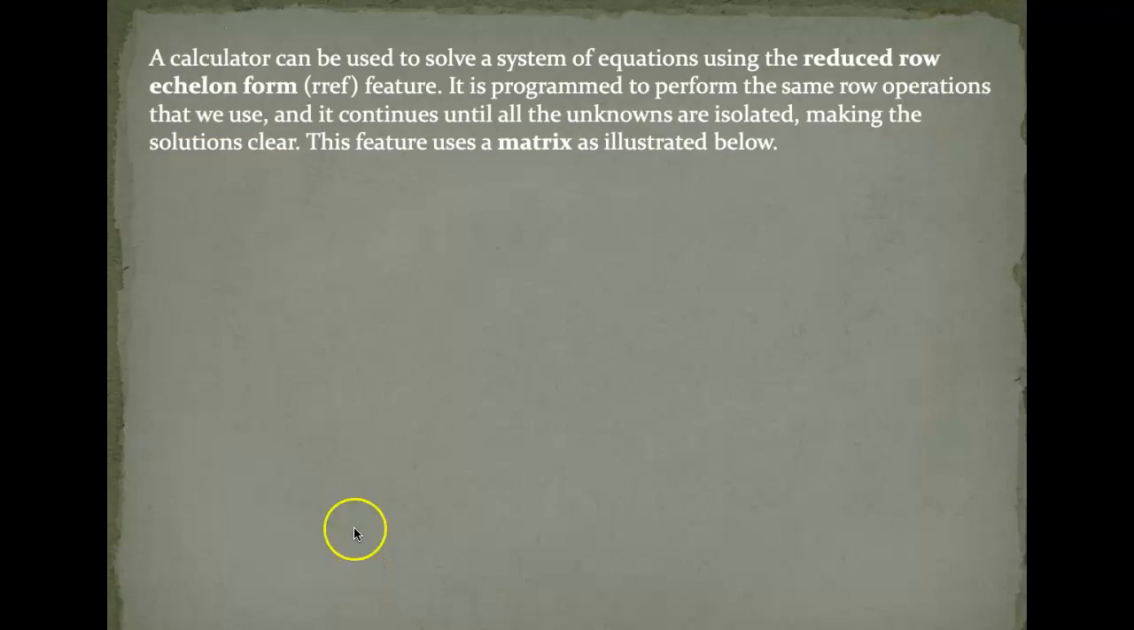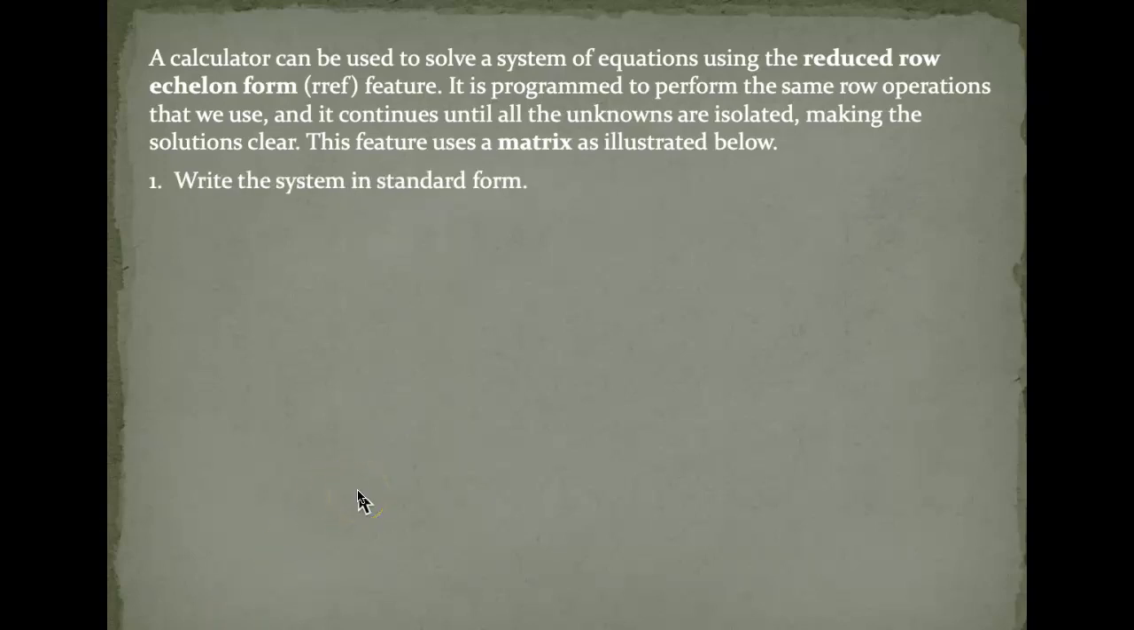Now, even though we solved that system algebraically, we could also use our calculator to help us solve that system of three equations and three unknowns using something called the reduced row echelon form feature. And so let's go through an example of what that looks like.